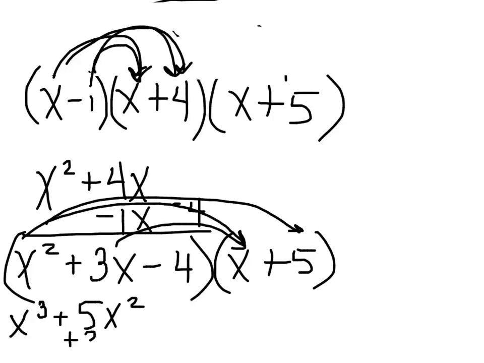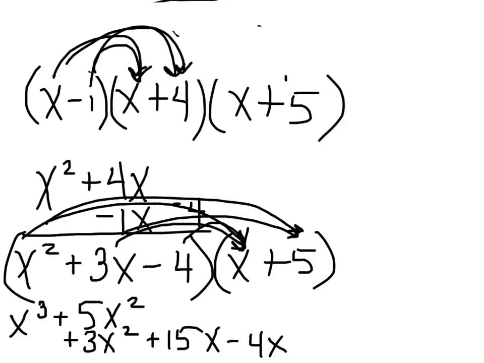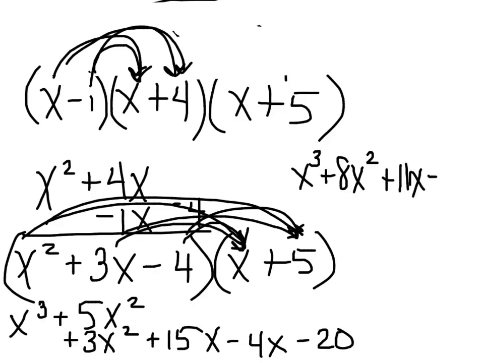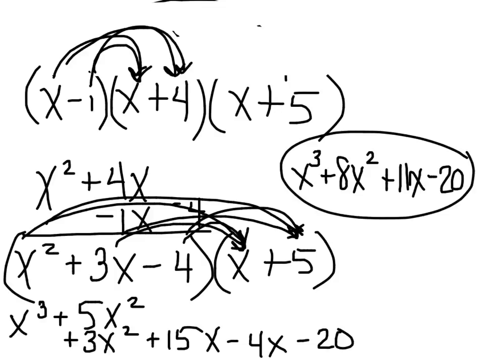3x. What's 3x times 5? What's negative 4 times x? And I ran out of space to go below. What's negative 4 times 5? Negative 20. And then if I combine like terms, I get x to the third plus 8x squared plus 11x minus 20. What if I would have had another one?